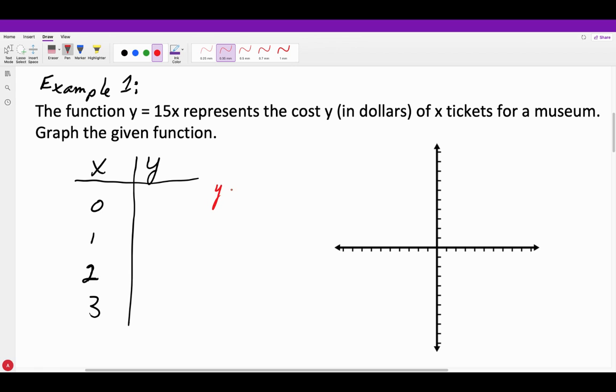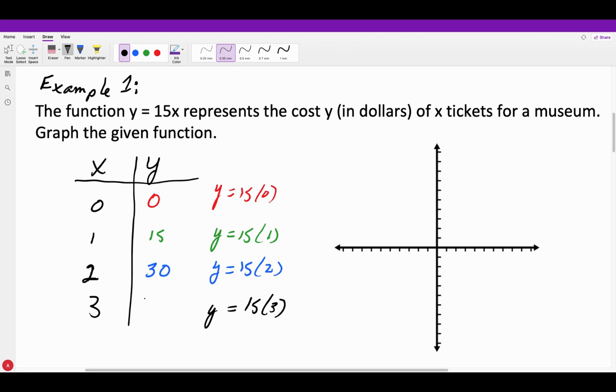So I will then get that y is equal to 15 times 0, which is going to give me 0. Then I'll get y is equal to 15 times 1, which is equal to 15. I'll get y is equal to 15 times 2, which is then going to be 30. And the last one that we're going to graph is y is equal to 15 times 3, which is 45.